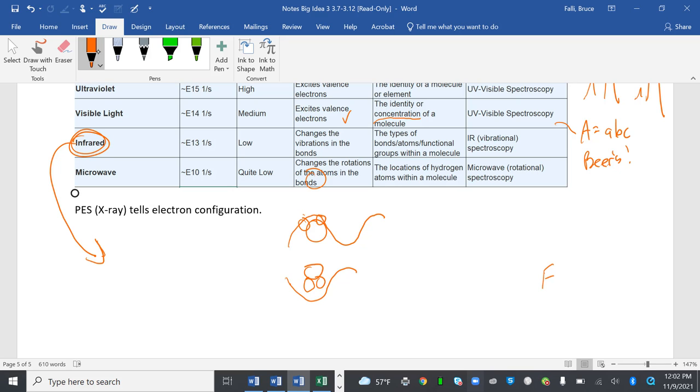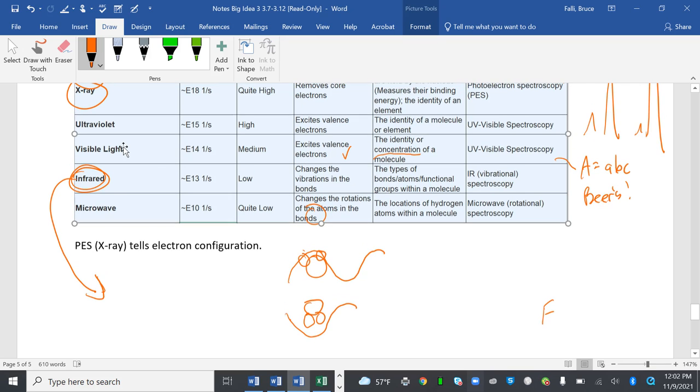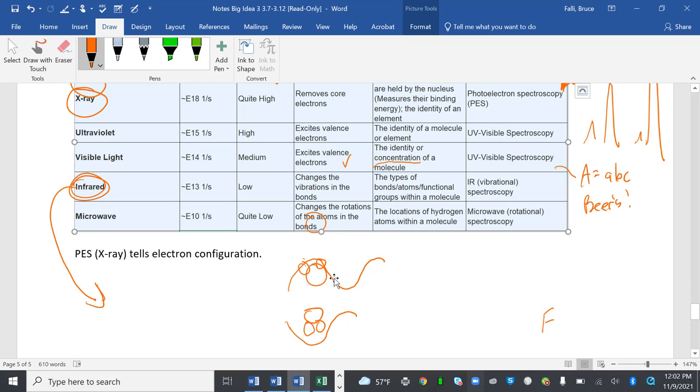That is it. Know this table. Don't mess up like I did with infrared and ultraviolet. And that's probably going to be a question on your pod quiz.